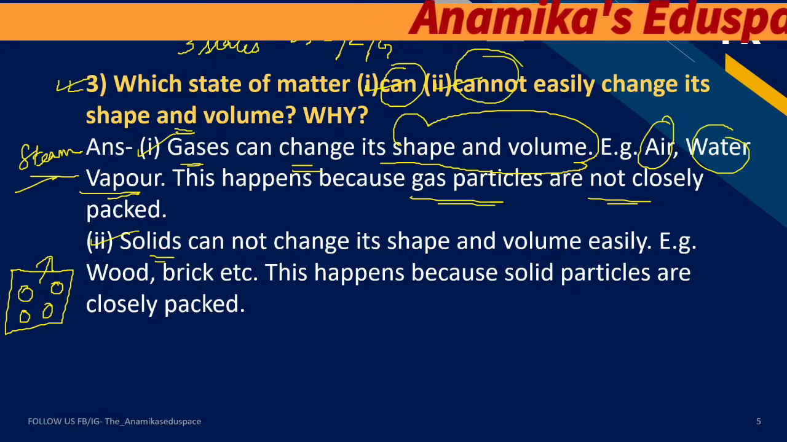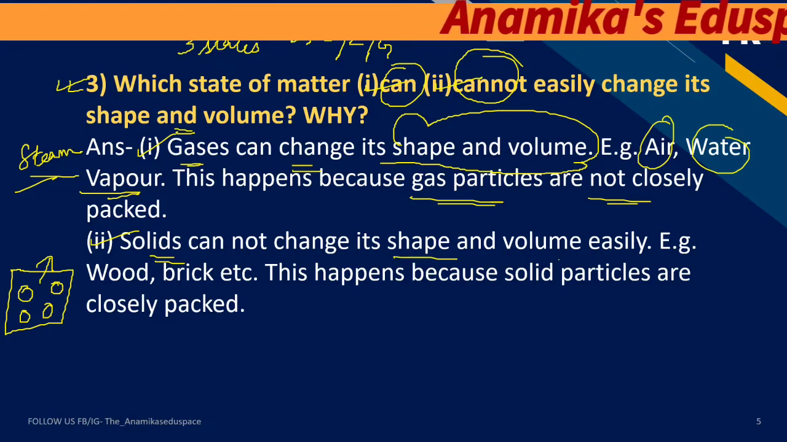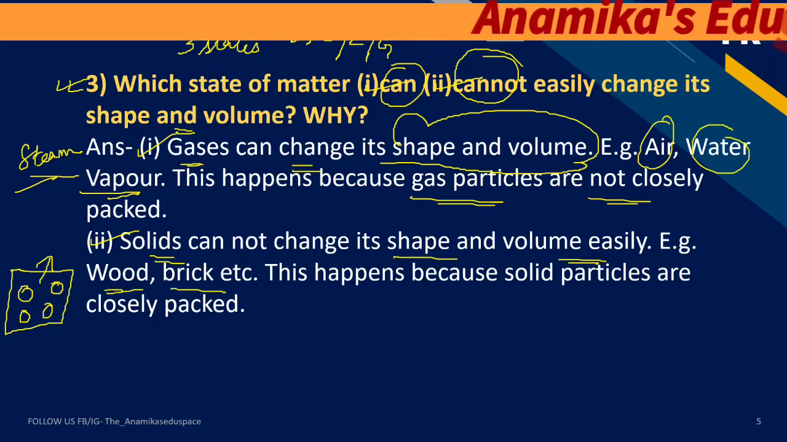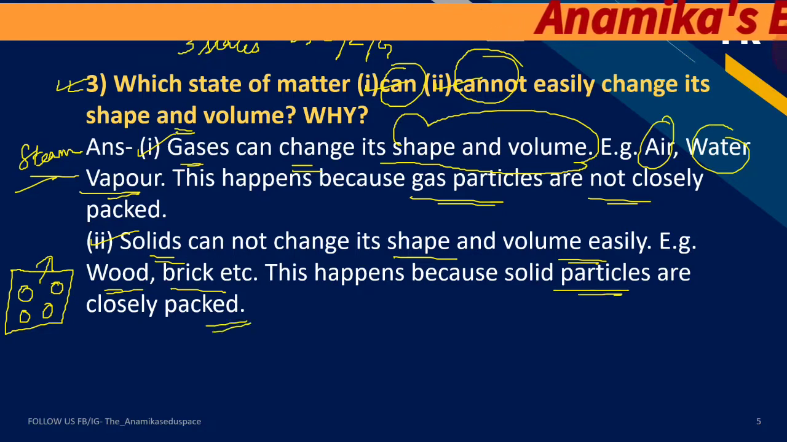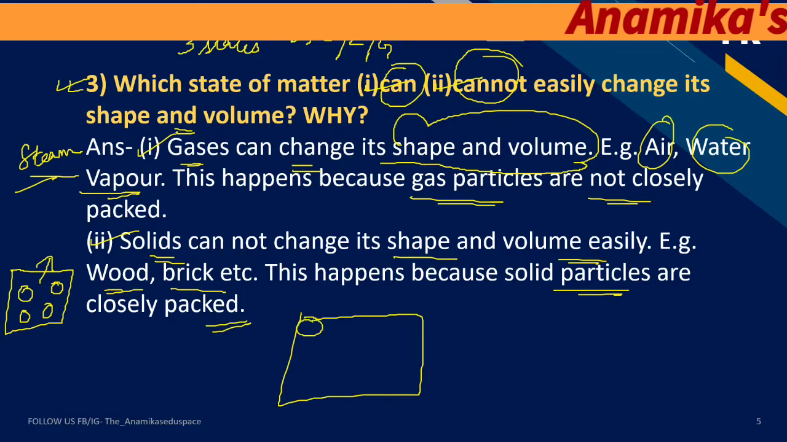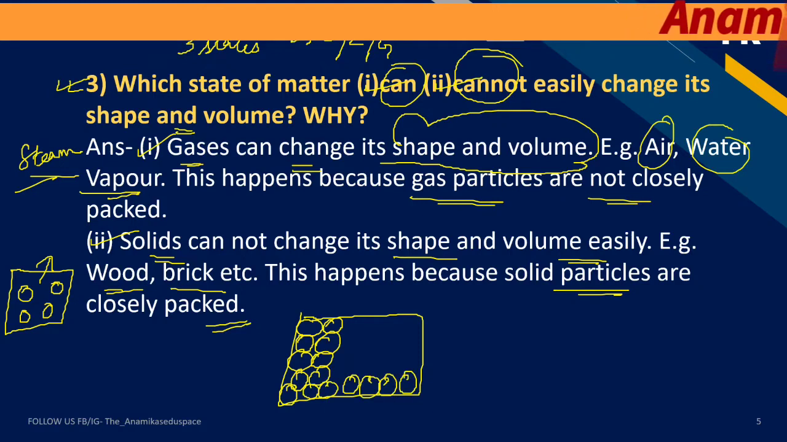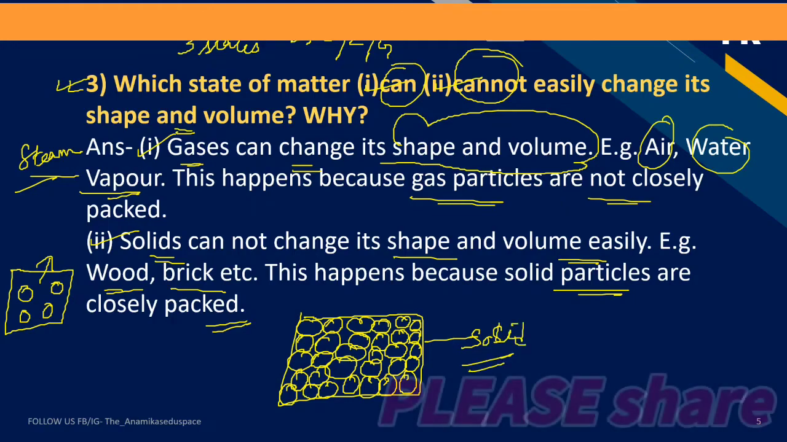Now comes the second, that is, cannot easily change. Solid particles cannot easily change their shape and volume. They cannot easily change shape because the solid particles are closely packed like this. You can refer to the picture and draw the picture whenever this type of question is asked. Like this, the particles are closely packed and there is an intermolecular force between them. There is an attraction between them and all the particles are packed tightly like this. So these are the solid particles, so they cannot easily separate.